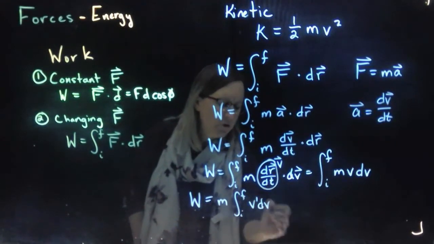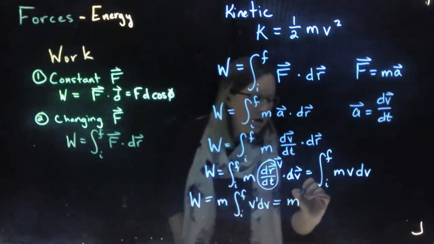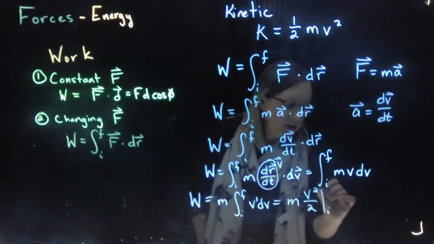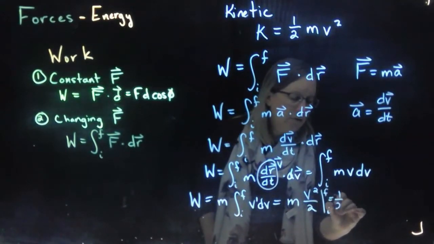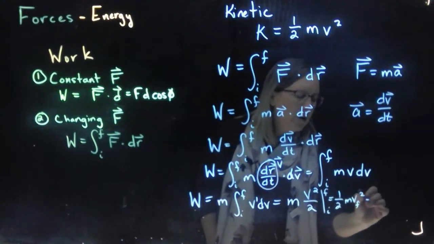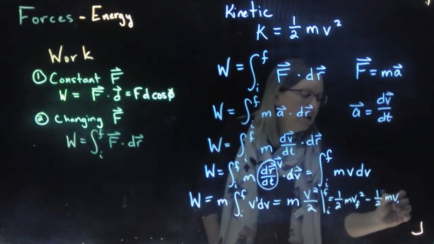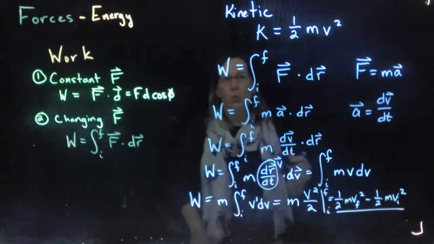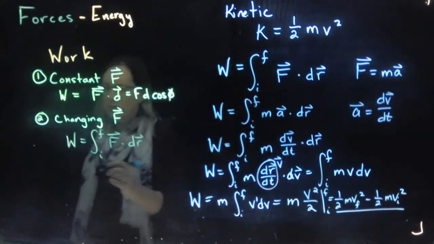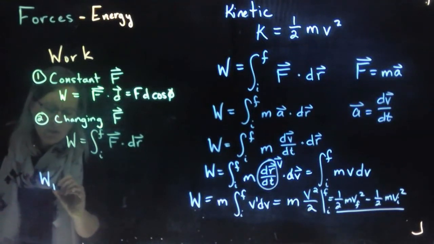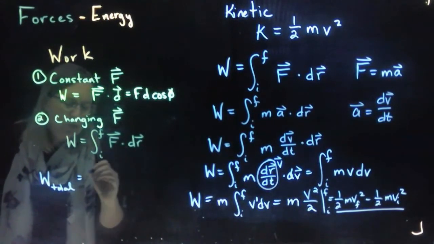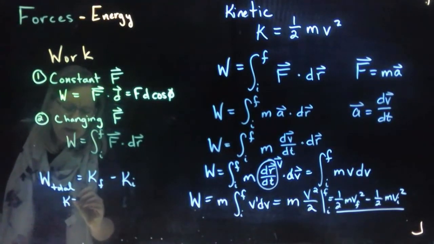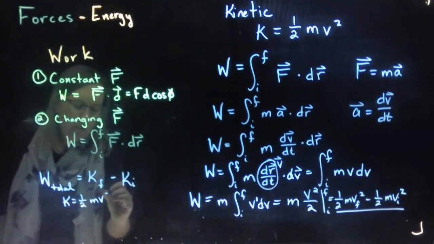This is again v to the first power, so we use our power rule, m v to the 1 plus 1, which is 2, over 2 evaluated from initial to final, which is just 1/2 mv final squared minus 1/2 mv initial squared, which is exactly the expression we had with our work energy theorem. That is, work total or work net is equal to kinetic energy final minus kinetic energy initial, where kinetic energy is given by 1/2 mv squared.